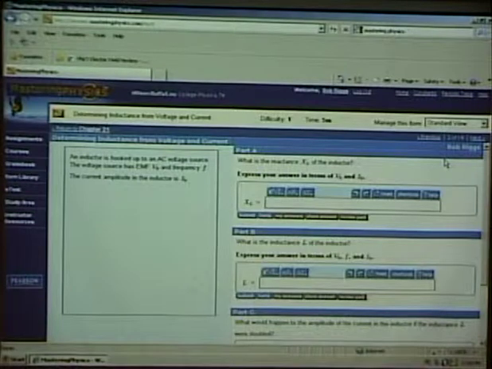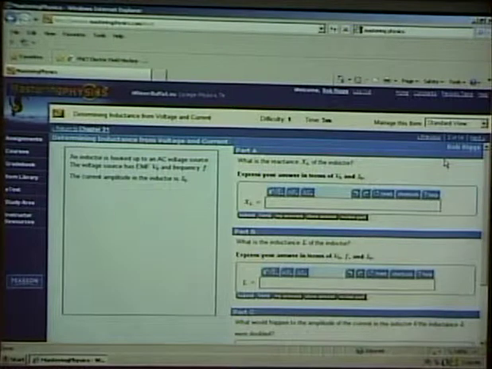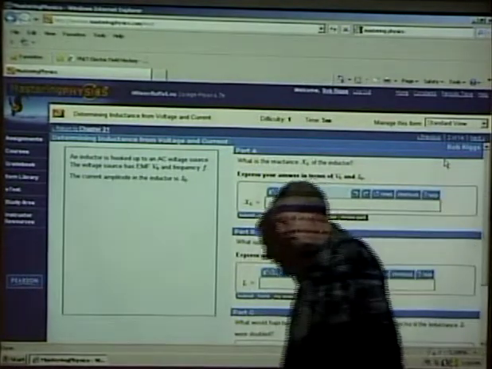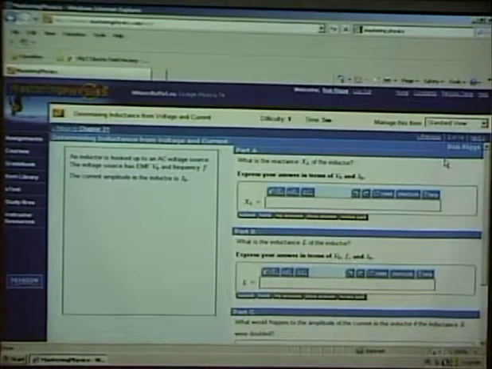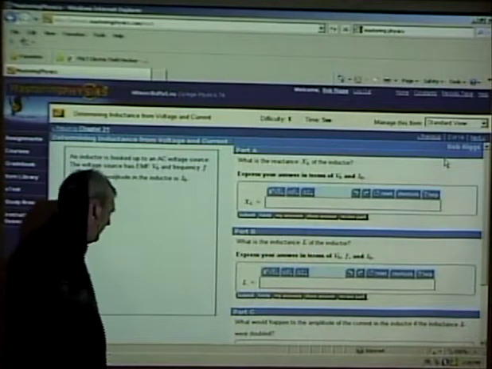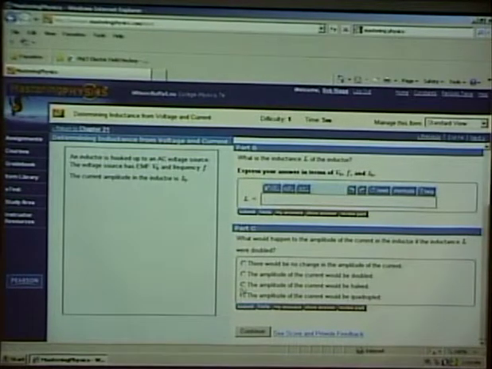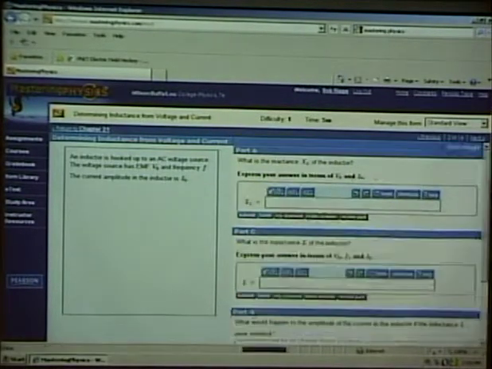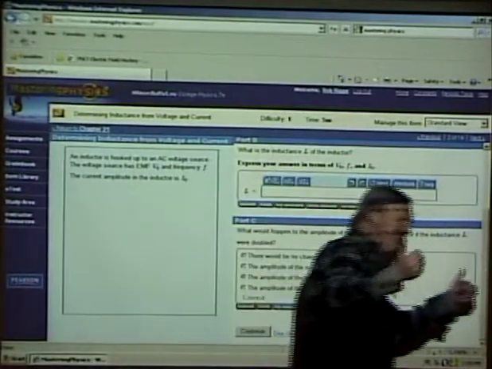And then what is the inductance? You express it in terms of F. You've got to put your 2 pi in there. Remember, 2 pi times the frequency times the inductance gives you the inductive reactance. And then what would happen to the amplitude in the inductor if L were doubled? I believe it would be halved. Because you'd be dividing by a double. So if I divide by 2, that's halving it. Ta-da! At least you got that part right.